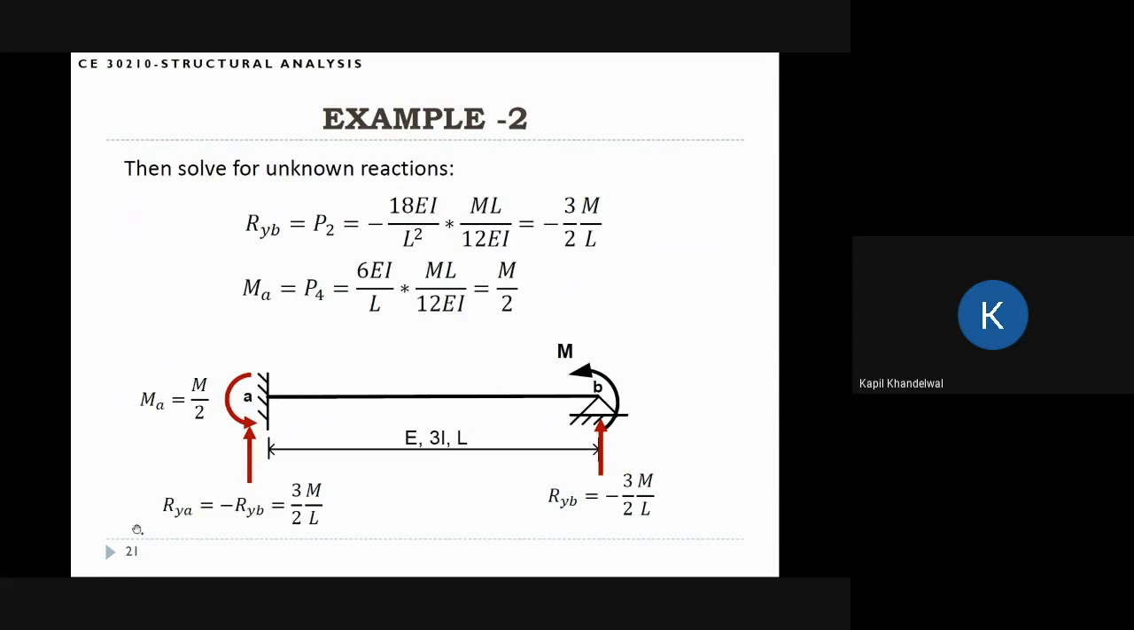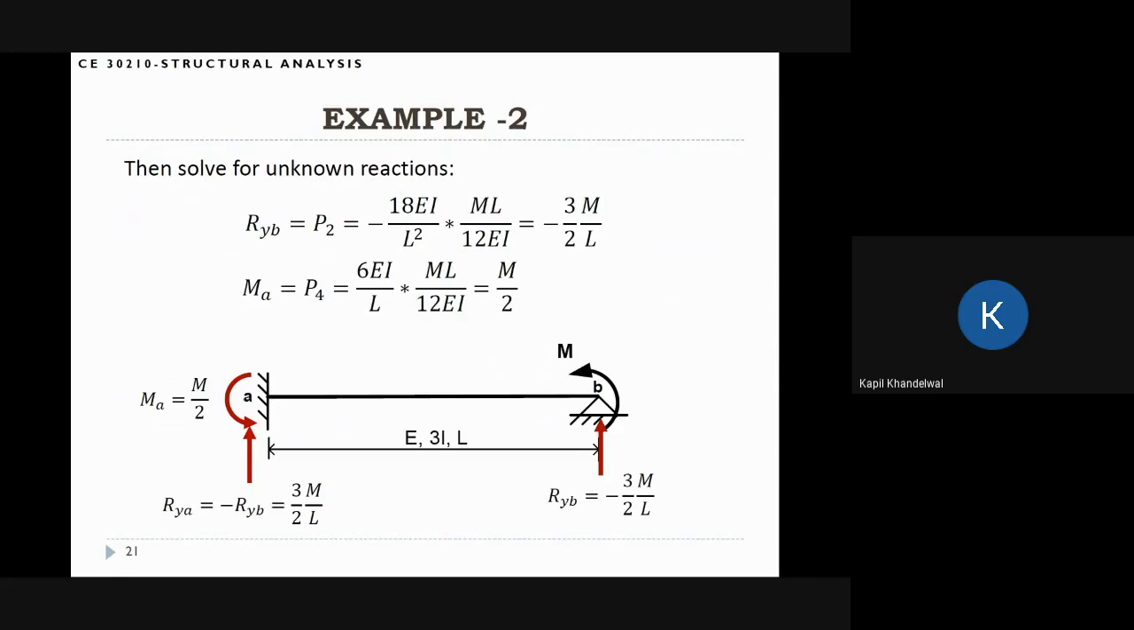Okay. And I just drew the support reactions here. So this is minus 3 by 2 M by L. This is M by 2. This is the moment M. And actually, I didn't calculate the vertical reaction at end A, but you can clearly see that this vertical reaction should be equal and opposite to this one because they have to balance each other. If we want to calculate it quickly, I just showed it here. So this is equal and opposite to this reaction here. So this solves our example number 2.